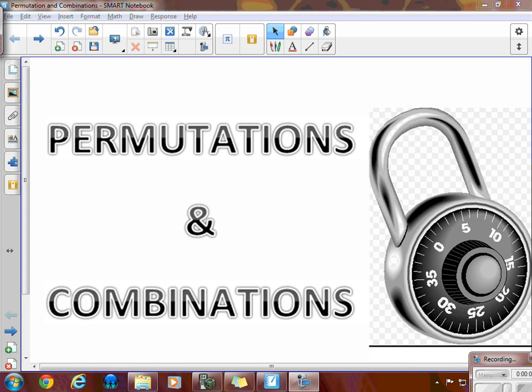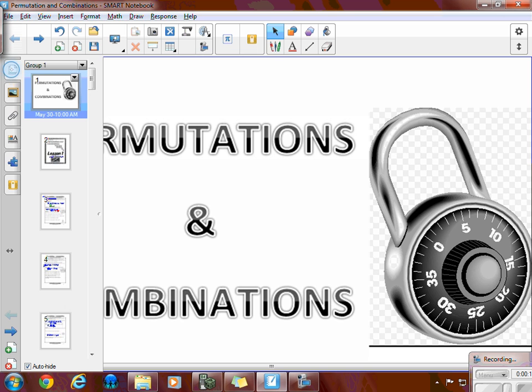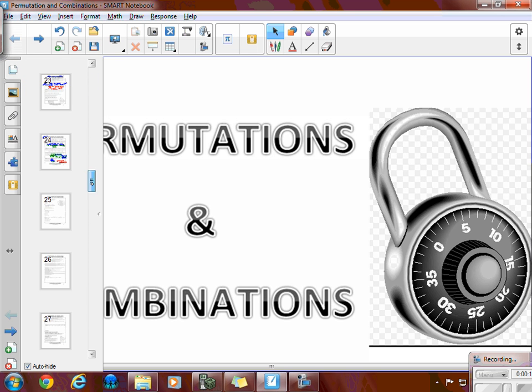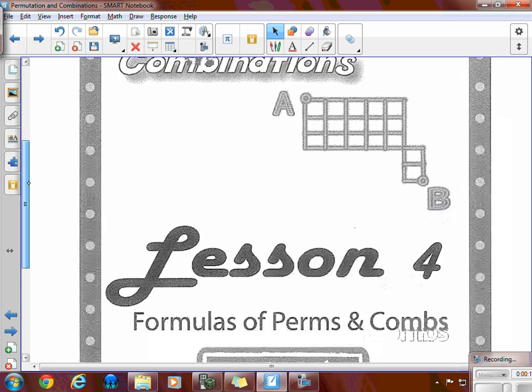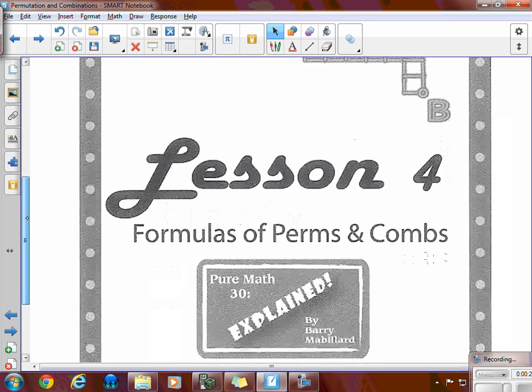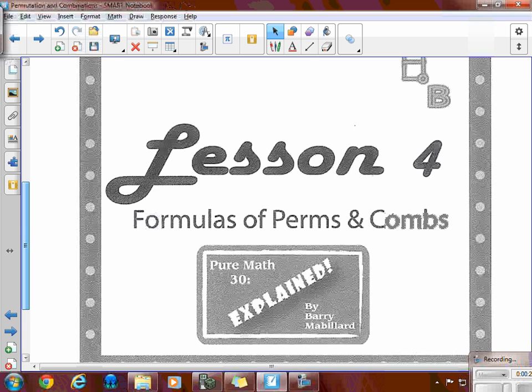This lesson builds on working with formulas with permutations and combinations, lesson 1, and it builds now to where we start solving using the formula for certain values of n within the formulas themselves. So in order to work on this lesson, we need to have the handout, which is lesson 4 from puremath30.com. You can either get it from the teacher right now, or you can download it at puremath30.com.